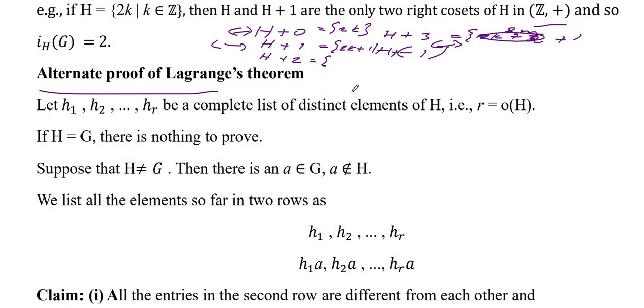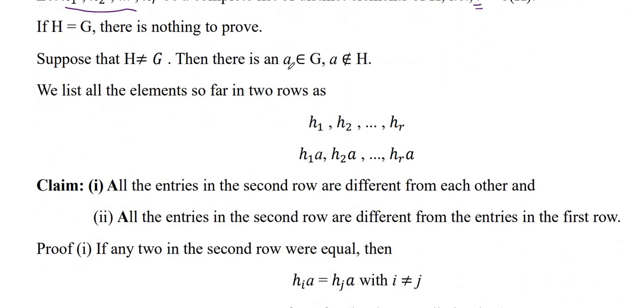Now we will consider G to be the finite group as before, and H to be a subgroup of G with the order R. Then of course, as discussed earlier, if the order of H is also the same as the order of G, then there is nothing to prove. So we presume that the order of H is a number which is less than the order of G. So that is why it is taken as, say, some number R with these elements in H. So if H is equal to G, there is nothing to prove. Suppose H is not equal to G, then there is an element A in G, but A is not in H. This is the bigger one, and this is proper.